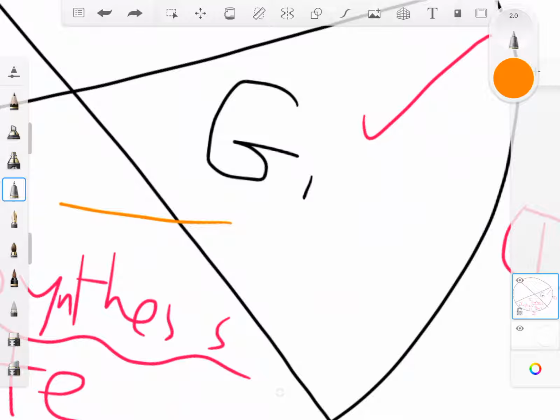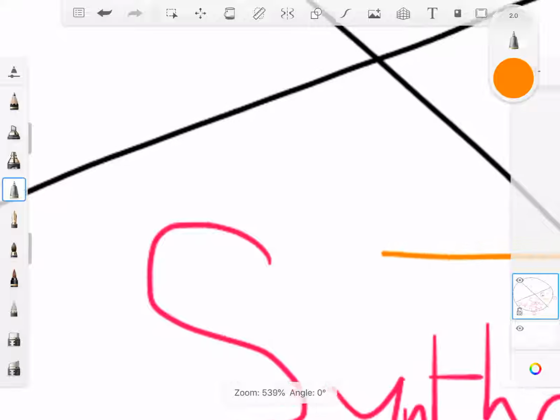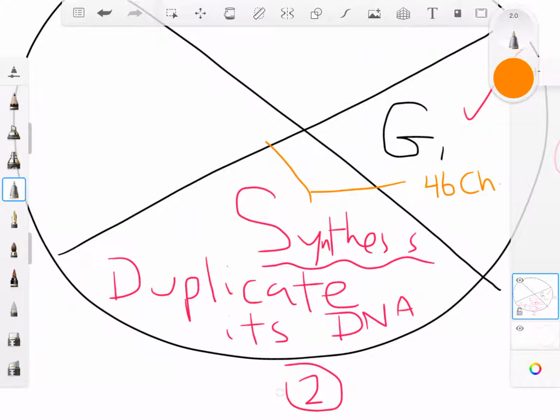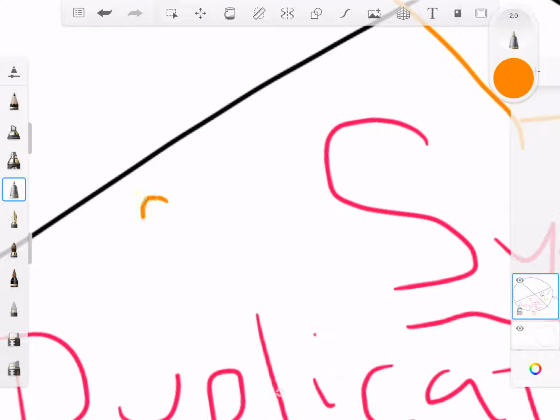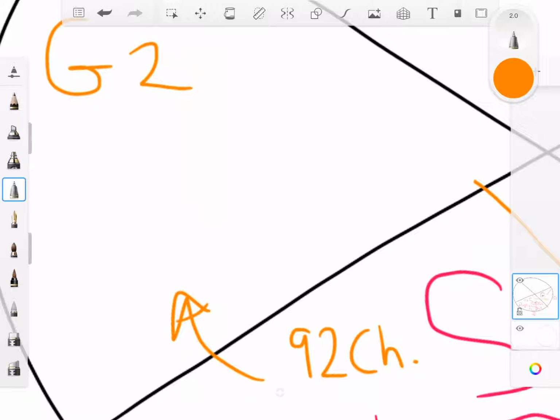right here, the cell has 46 chromosomes. Okay? Very important to know that, because here, since the cell went ahead and duplicated, I'm making a mess here, but since the cell duplicated its DNA, it now actually has 92 chromosomes in this phase. So when it's going from synthesis, or the S phase, all the way to G2, it brings along 92 chromosomes.